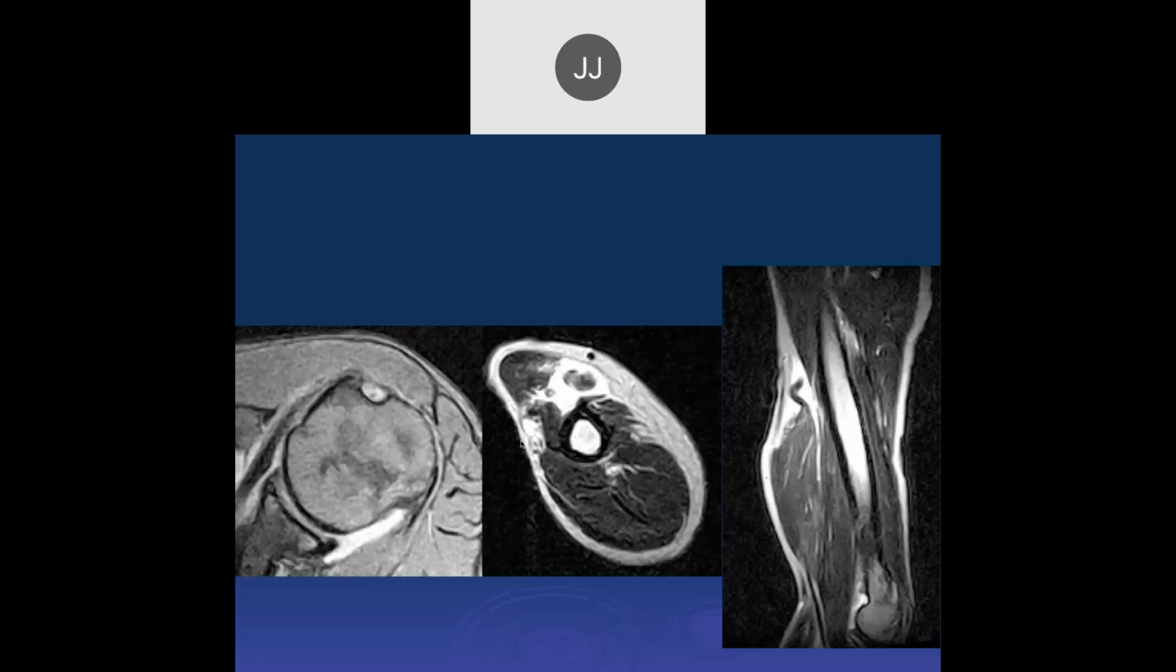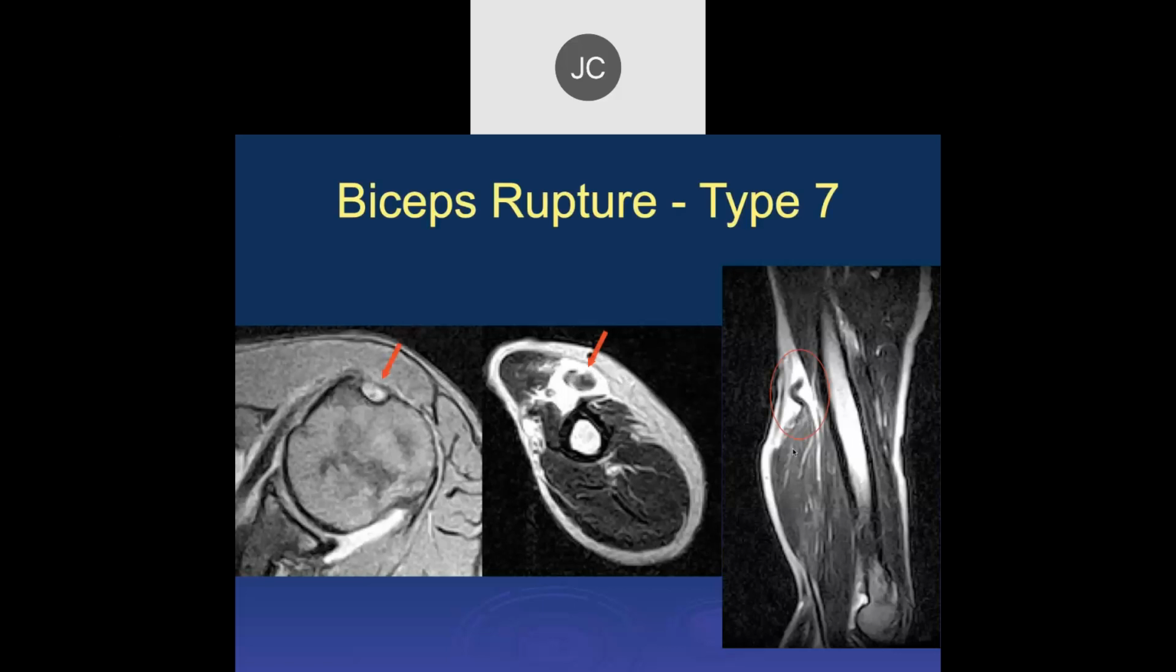Okay, so we have two axial images, and then is that a coronal or sagittal? Sagittal. On the first, the subscapularis looks okay. I don't see the long head biceps tendon in the groove. Is this more inferior? It looks like a thickened biceps tendon, so it's a complete rupture of the biceps tendon with retraction. That's a complete rupture, which we listed as our type 7.